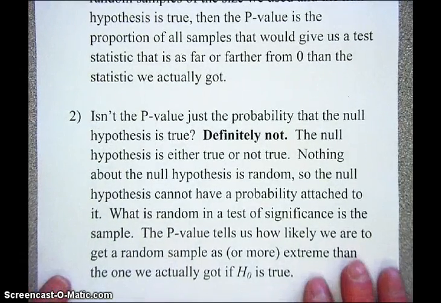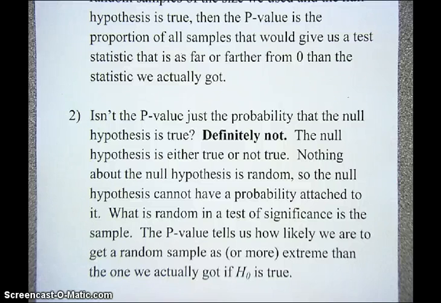Some people ask, isn't the p-value just the probability that the null hypothesis is true? The answer is definitely not. The null hypothesis is either true or not true. It contains a parameter and a value. Nothing about either of those things is random. Since the null hypothesis is not random, you can't attach probability to it.